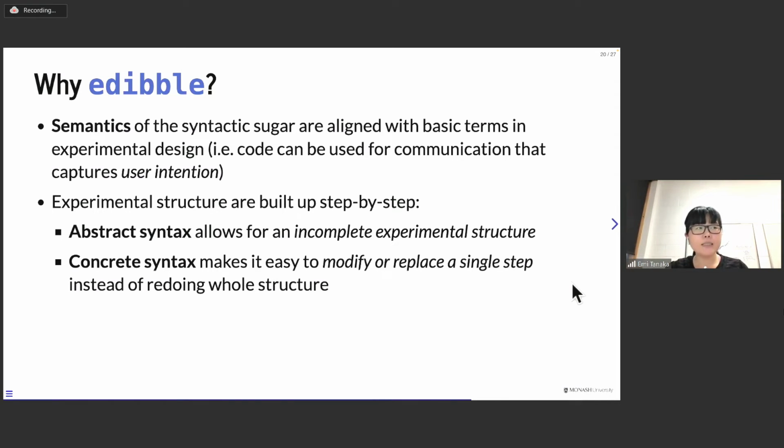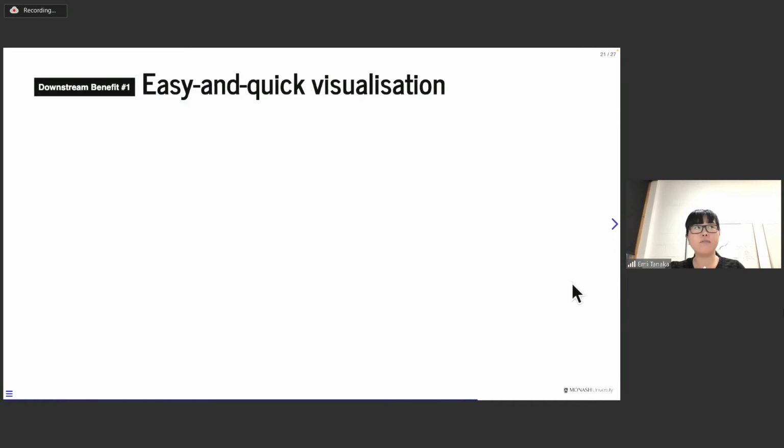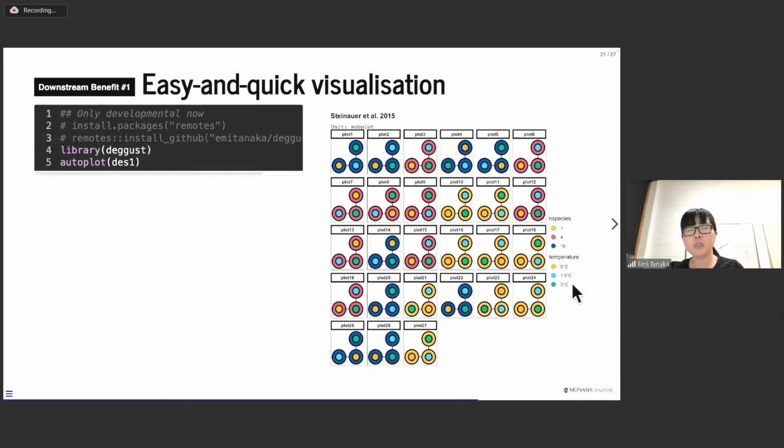And the last part is that there's a lot of downstream benefits. And this is essentially one of the things that I thought it's very important to have, because it is a lot of work for people to write it out as compared to the syntax that you saw before. So there needs to be something in it if you're going to commit to something like that, besides the principled point of view that you're clarifying the different components. So some of the downstream benefits can include things like easy and quick visualization.